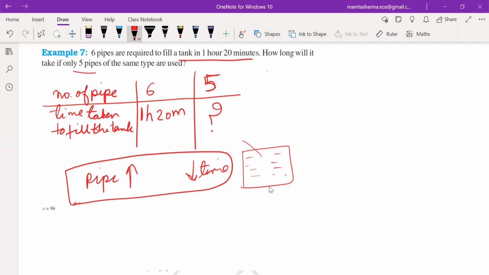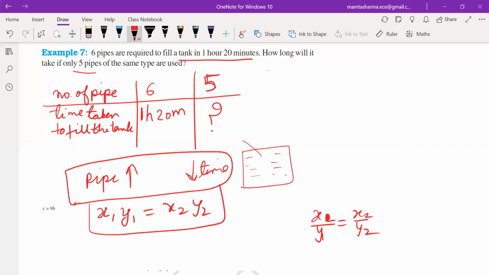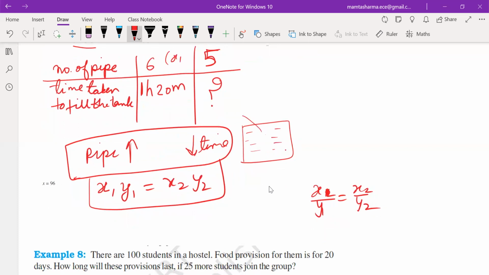For inverse proportion, we have to put this formula: x1 y1 equal to x2 y2. If they were in direct proportion, then we can put this formula: x1 by y1 equal to x2 by y2. They are in inverse proportion, so put this formula. This is x1, this is y1, this is x2, this is y2. You have to find out y2. x1 is 6.